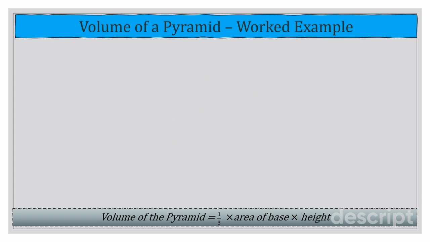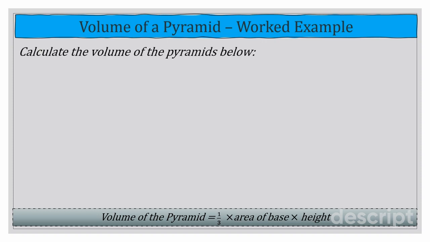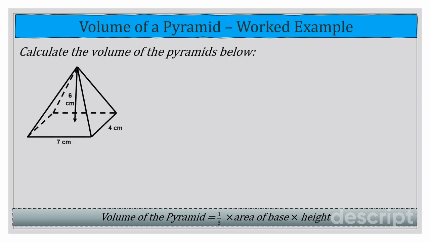As we know, the volume of a pyramid is 1 by 3 times the area of the base times the height. Calculate the volume of the pyramid below. Okay, so here's a question for us. So this is the question. Now we understand that we need to find out the base first and then multiply it by the height.